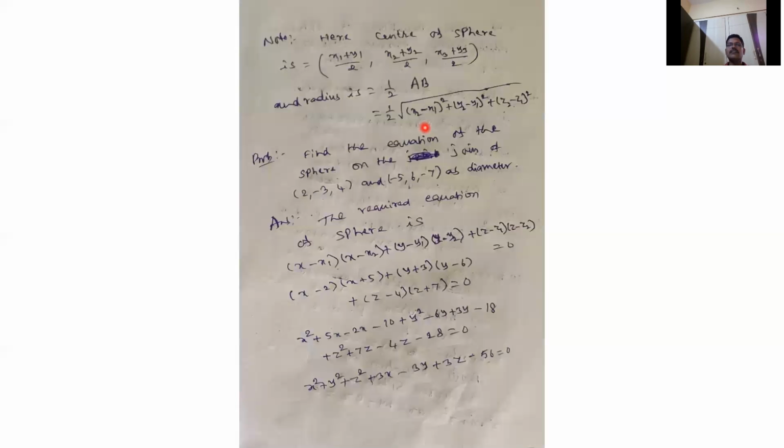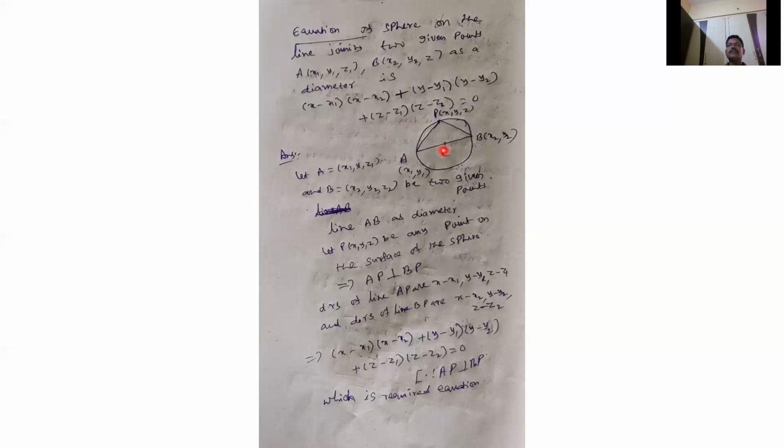And the center of this sphere, here the diameter, the center of the sphere is the midpoint. C is the center midpoint: x1 plus x2 by 2, y1 plus y2 by 2, z1 plus z2 by 2, and radius is 1 by 2 AB. That is 1 by 2 square root of x2 minus x1 whole square plus y2 minus y1 whole square plus z2 minus z1 whole square.